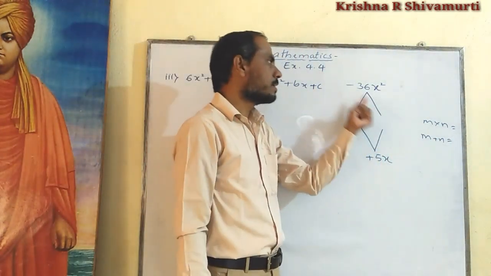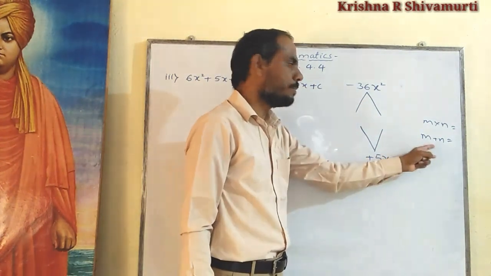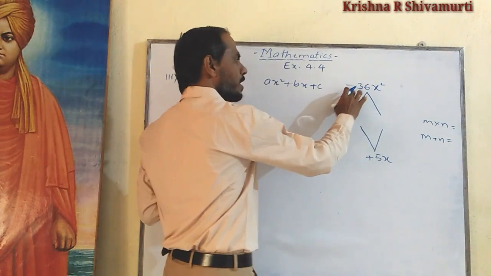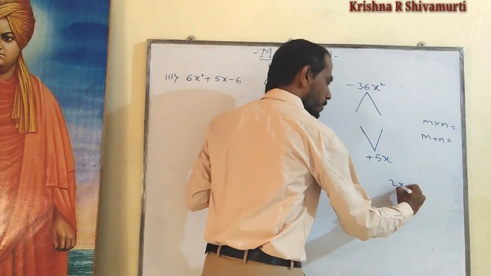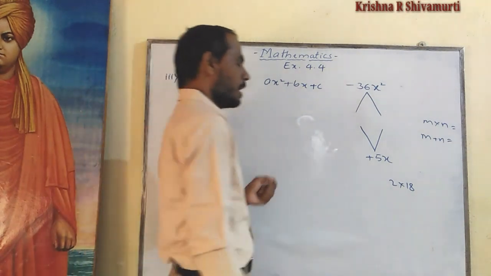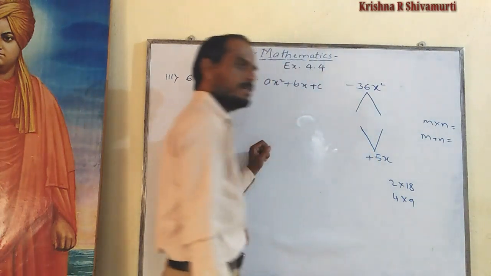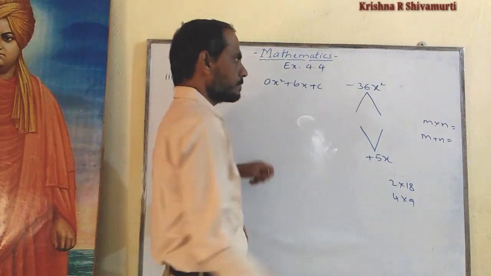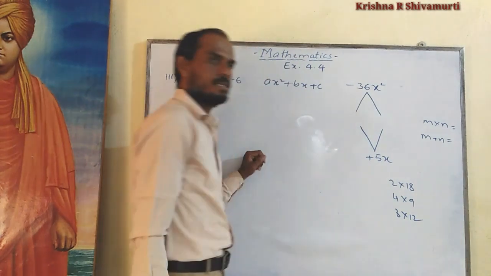Their algebraic product is the product of the first and last terms, and their algebraic sum is the middle term. So we have to find the pairs of numbers whose product is 36, and there are many. 2 into 18, 2 eighteens are 36. This is one pair. Another is 4 into 9, 4 nines are 36. Next, 3 into 12.